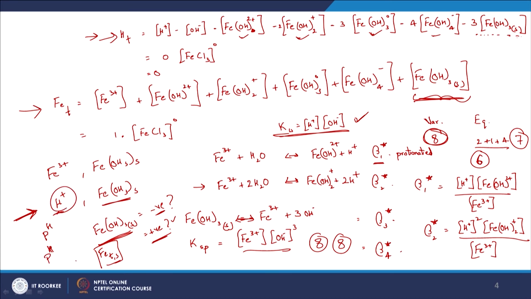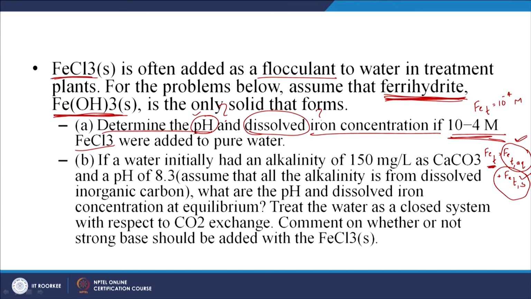So I calculate the pH and Fe total solid, and what does the question ask for? It says calculate the pH, which we are able to do, and it asks for the dissolved iron concentration. And how can I get that? So we solve for pH from H plus, right? And dissolved iron is nothing but Fe total in the aqueous phase, that's equal to Fe total minus the iron that has precipitated out.